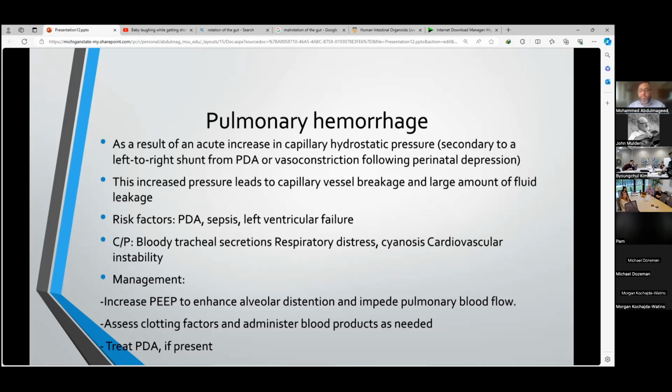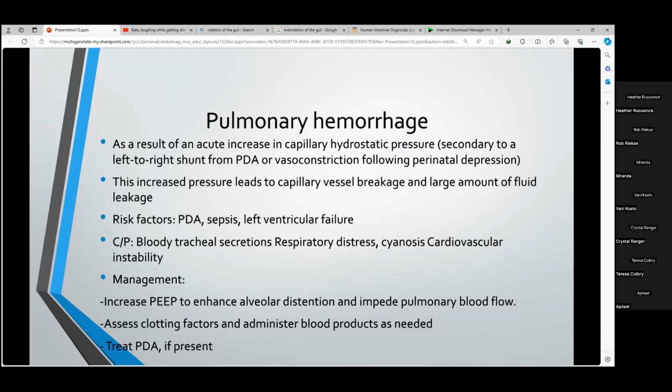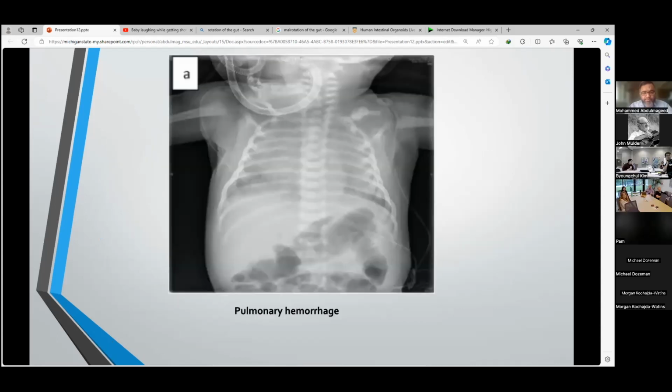Management is to increase the alveolar end distending pressure, because this will cause the alveoli to distend and compress the capillaries where the blood is coming from. So this will decrease and impede pulmonary blood flow. Also assess for clotting factors and administer blood products as needed. Most of the time, it's not a blood problem; it's mainly a chest or heart problem. Treatment is treatment of the cause, but unfortunately, not a lot of babies survive this. This is a very poor prognosis.